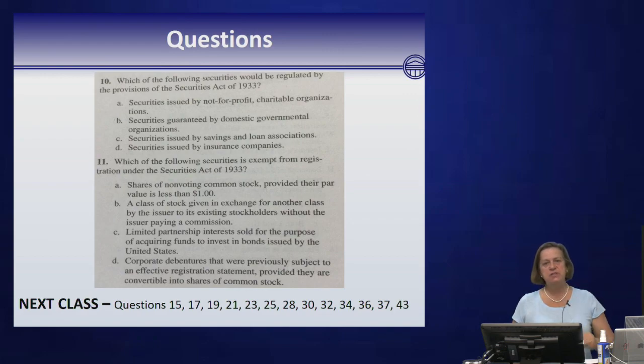So next class, what we will do is we'll focus on the Securities Act of 1934, and the questions that I'd like for you to look at in connection with this material include questions 15, 17, 19, 21, 23, 25, 28, 30, 32, 34, 36, 37, and then lastly 43.